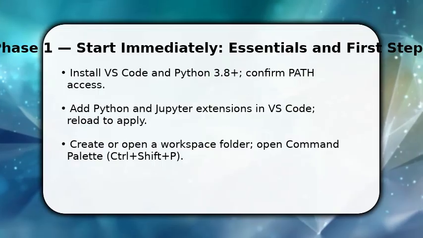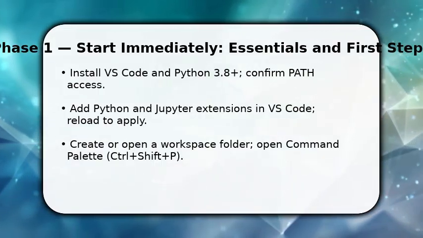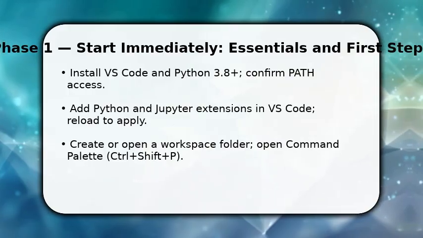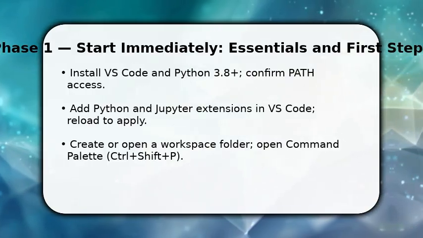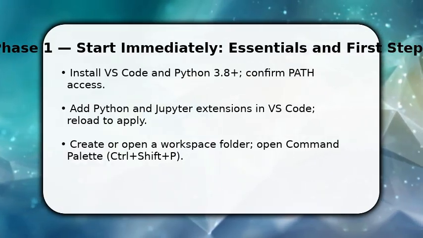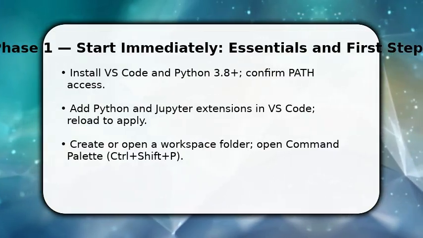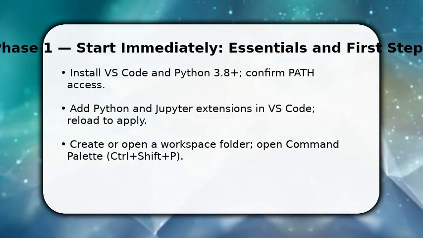You start by ensuring the foundations are working: VS Code, Python 3.8 or newer, and the Jupyter extension. Open your project folder now and use the Command Palette to select the Python interpreter. This binds kernels to your environment. Once done, install Jupyter via pip if missing and create a new IPYNB file from the palette.